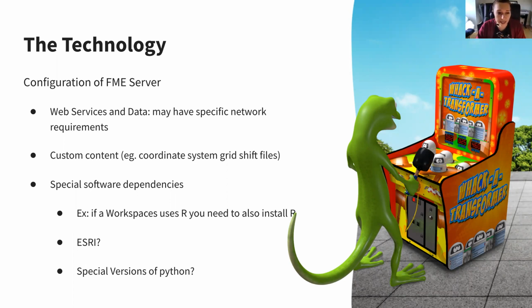The things we're looking at in configuration are often: do I have custom content, like coordinate system grid shift files? Do I have special software dependencies? A lot of people forget that all the things that are deployed on their FME desktop machine to make their workspace run are going to be necessary on their FME server. If they're using the Oracle driver-based readers to Oracle, you're going to need to install the Oracle client on the FME server as well. If your workspace uses R, you probably need to install R. You might need some sort of Esri licensing. You might need a special version of Python if you're using something that's not shipped with the FME server.